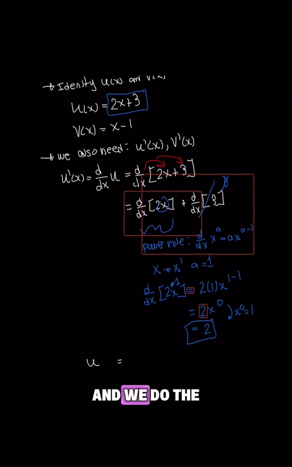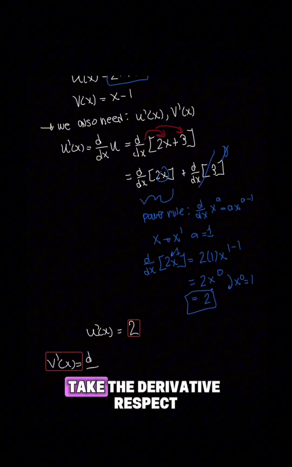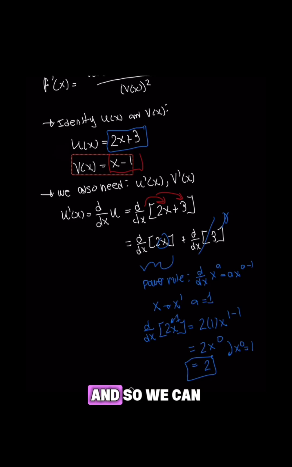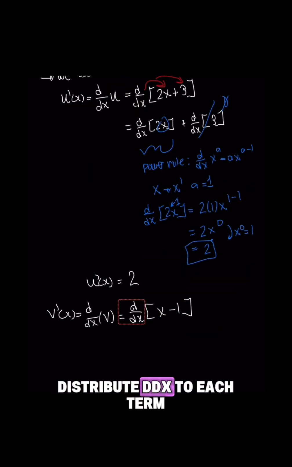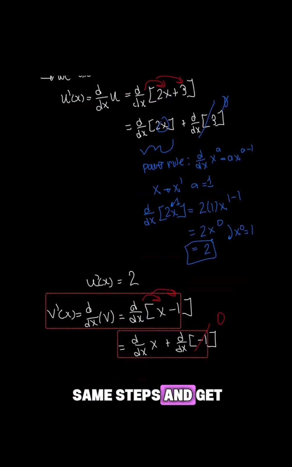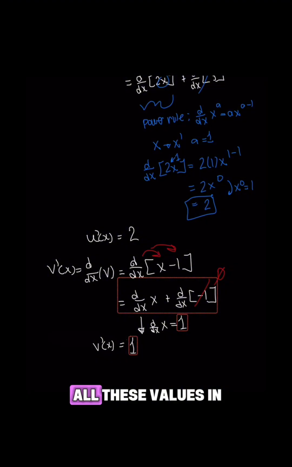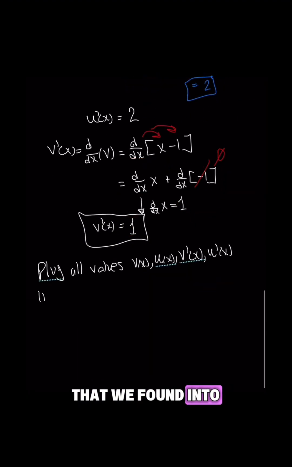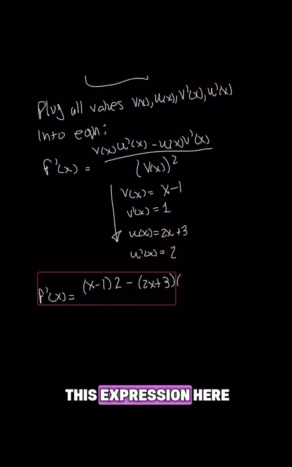so u prime of x is going to be equal to 2. And we can do the same thing for v prime of x, take the derivative with respect to x of v, and so we can plug v in and distribute d/dx to each term, and then apply the same steps and get this for the answer. And so we can plug all these values that we found into the quotient rule equation. To do that, we get this expression here.